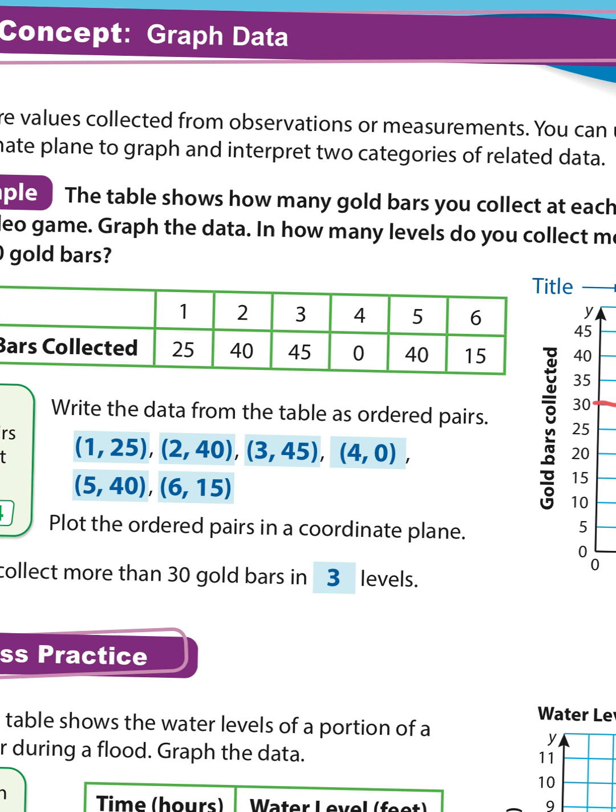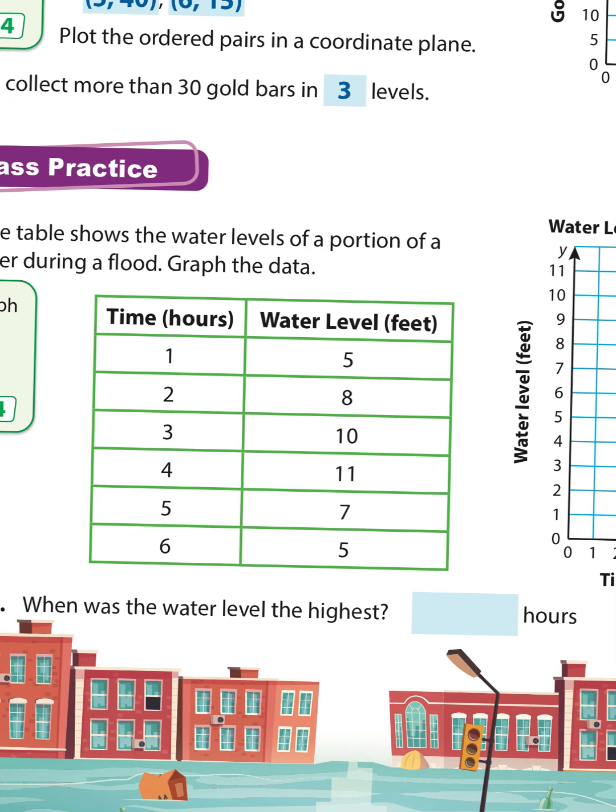Yeah. All right, let's keep going because we're going to actually do an example together. Okay, the table shows the water levels of a portion of a river during a flood. We're going to graph the data. So it's raining really hard. We've got a river. Of course, while it's raining, that river level is going to do what? Rise. Okay, so in 1 hour's time, I have 5 feet of water. After 2 hours, it rises to how many? 8. You guys should be plotting your points along with me.